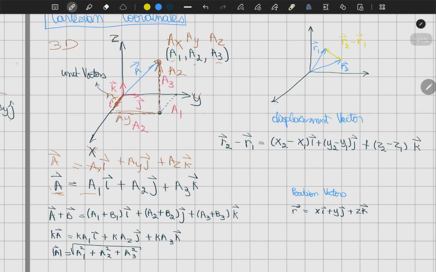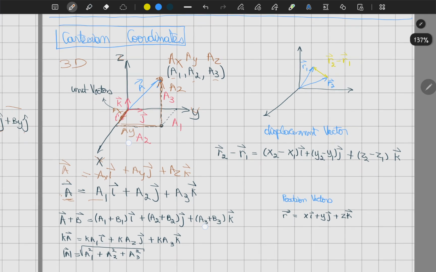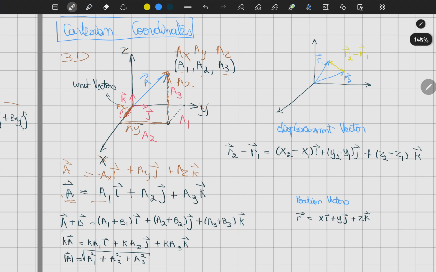And if for example we add two vectors, this is how you could represent it. In case it was two vectors, it would be A plus B in terms of i, A plus B in terms of j, A plus B in terms of k. Remember the previous example where I showed you how you can add two vectors.